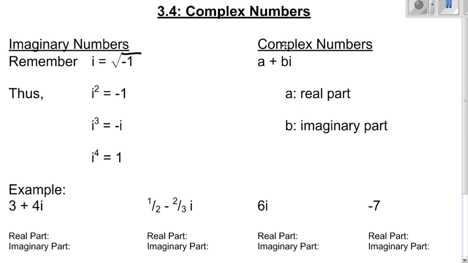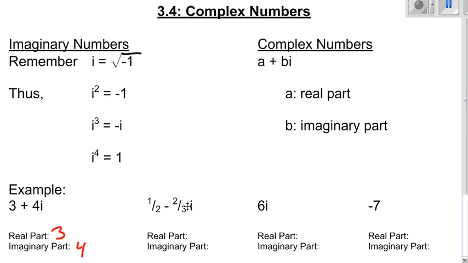A complex number is mixing a real number with an imaginary number. So they look like a plus bi, where a is the real part, b is the imaginary part. So let's go through a couple examples. 3 plus 4i, that's a complex number. 3 is the real part, 4 is the imaginary part.